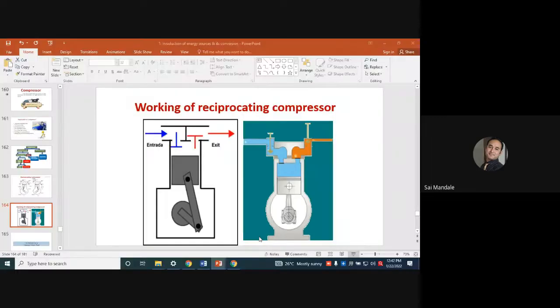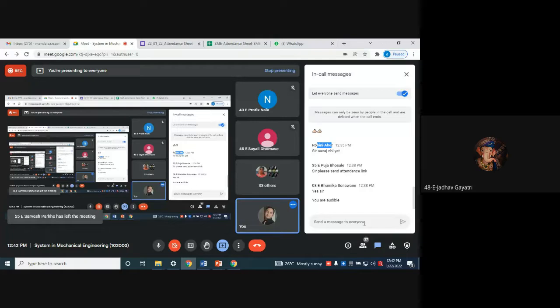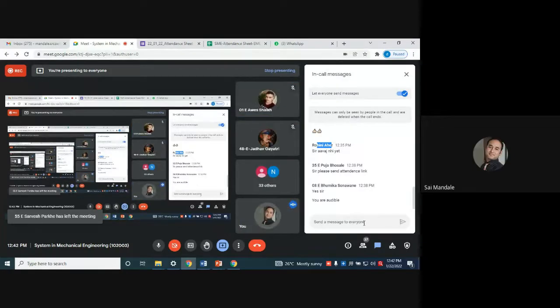Give me the answer to my questions. When the piston is moving from TDC to BDC, which valve is open? Inlet valve or exhaust valve? Inlet. Very good. And your crank rotates through how many degrees? 180 degrees. Perfectly correct.